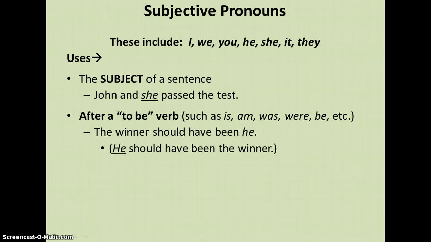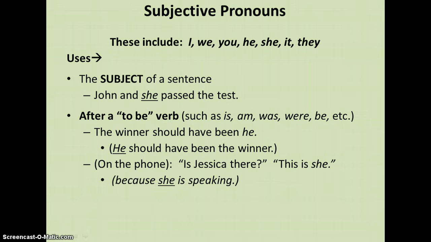And so after those verbs like been, you have to take that pronoun, put it back at the beginning of the sentence, and think about what sounds right. The winner should have been he. Same thing when you answer the phone. Someone calls and asks, is Jessica there? The proper response is, this is she. A lot of people would want to say this is her. But it's this is she because she is speaking, not her is speaking right now. And so again, you flip that sentence order, and then you can hear why it really is the subject of that sentence and a subjective pronoun.